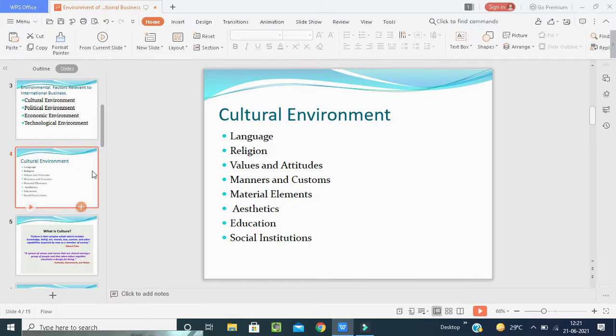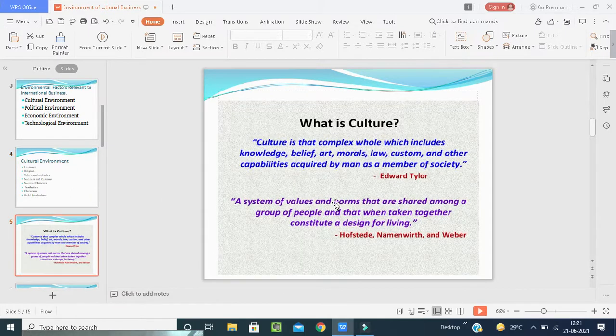Next. Not only that, if you see here, what is culture? Culture is that complex whole which includes knowledge, belief, art, morals, law, custom, and other capabilities acquired by man as a member of society. This was given by Edward Tylor. That means all the individuals or groups of people having their attitudes like beliefs, knowledge, art, morals, law, custom, traditions, habits, etc. Now, a system of values and norms that are shared among a group of people and that when taken together constitute a design for living. That is very, very important.